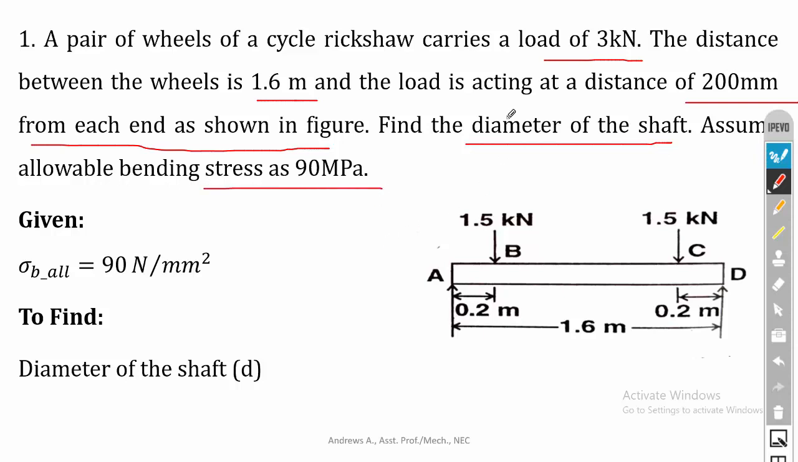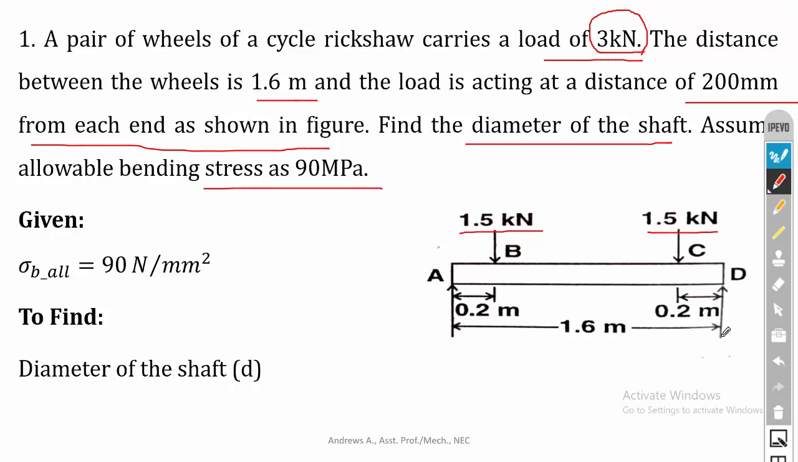So here in the problem, a shaft is subjected to a bending load of 3 kilonewton and no twisting moment is acting. The image is given. The overall load is 3 kilonewton. It is split into two, 1.5 kilonewton and 1.5 kilonewton. So it is supported on bearings on wheels 1.6 meter apart.